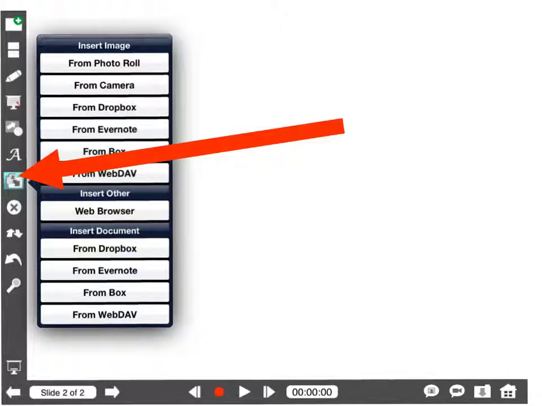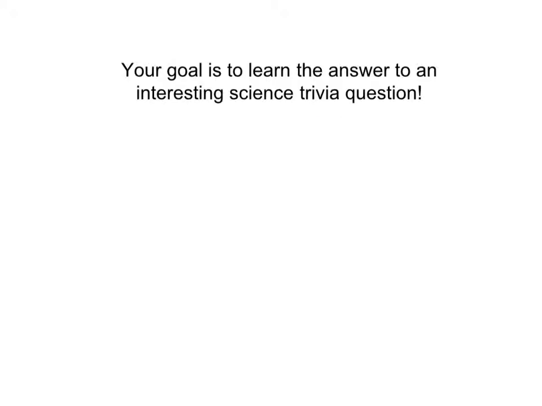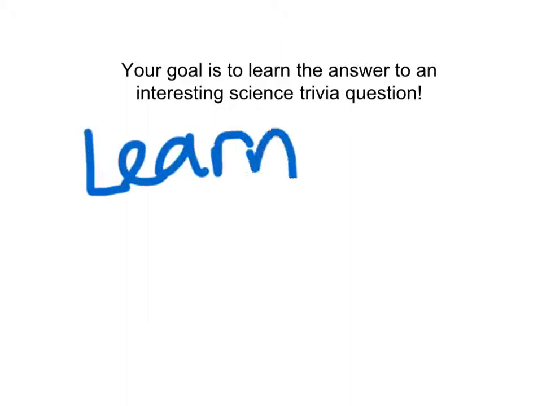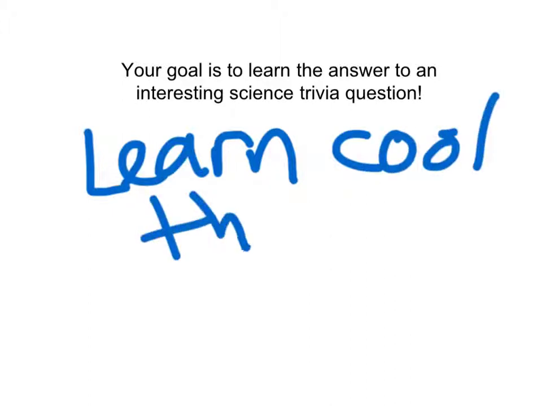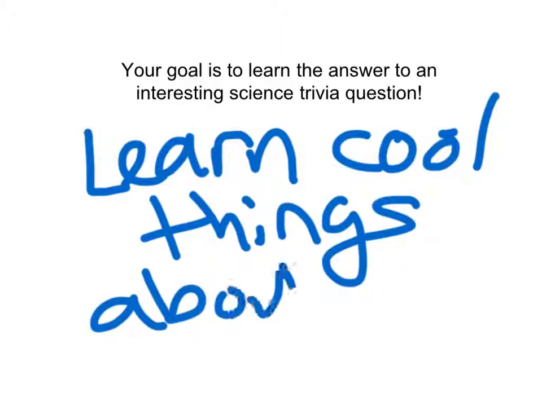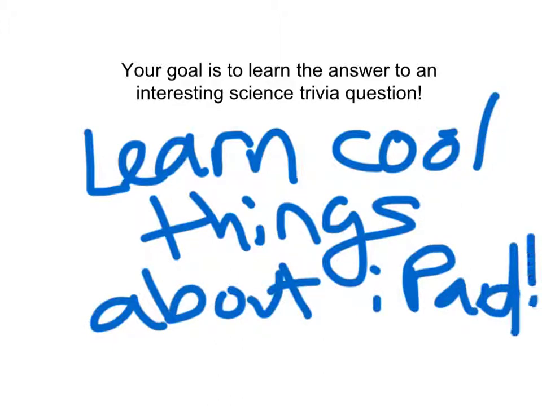So when you click on it, you can capture anything that you have saved, including screenshots from your research, or cool pictures of Mrs. Bach, whatever you want to include in your Explain Everything that helps you to answer the question that you set out to show. Your ultimate goal is to learn the answer to an interesting science trivia question, but it would be really neat if you learned cool things about your iPad too, and then you can share them with your science teacher and make sure that she knows how to use the darn thing.